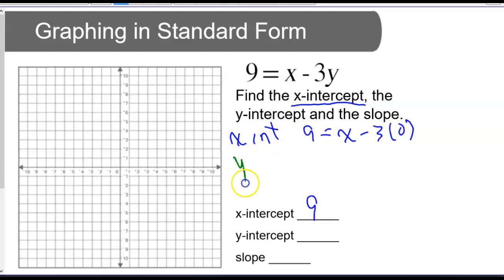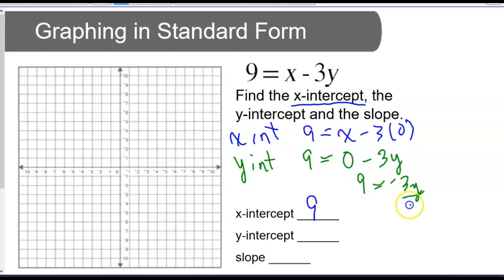To find my y-intercept, similar idea, except now my x-coordinate is going to be 0. So 9, and now I'm going to replace x with 0. 9 equals 0 minus 3 times y. When I solve this equation, 9 equals negative 3y. Divide both sides by negative 3. I find out that my y-intercept is at negative 3.